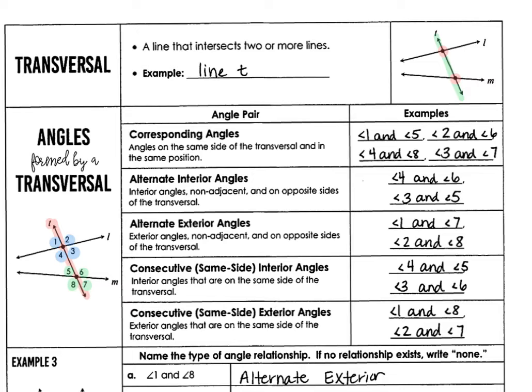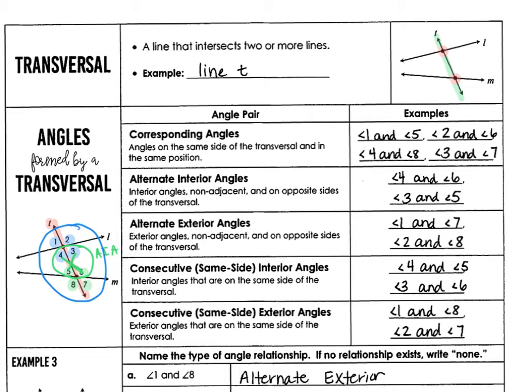And interior is this spot right here. So this is where your alternate interior angles are. So 4 and 6 and 3 and 5. This is the exterior outside here. And then your alternate exterior angles would be 1 and 7 and 2 and 8. So interior and then exterior, and alternate. So alternate interior, alternate exterior.